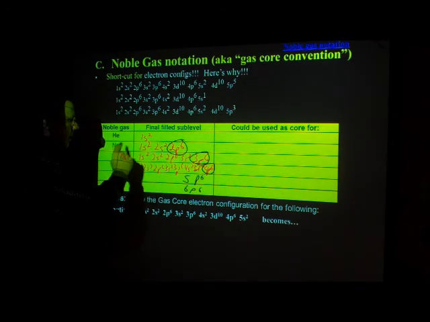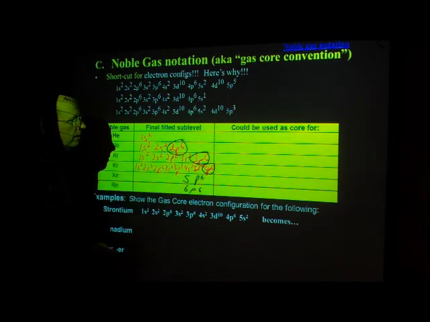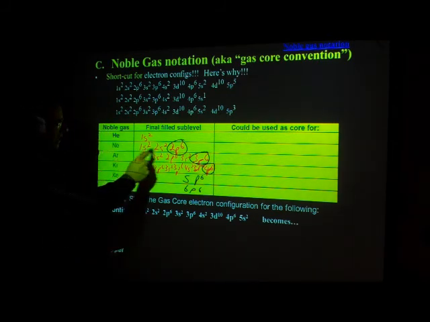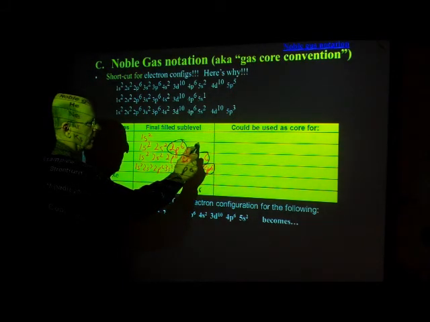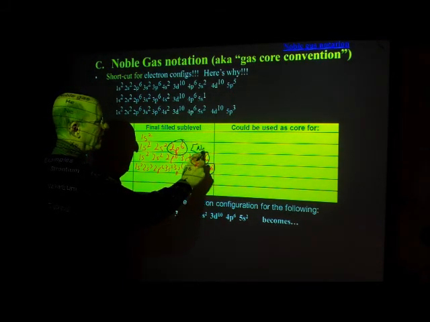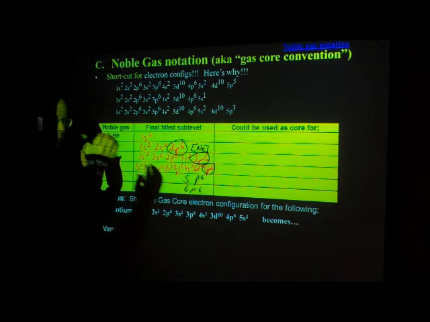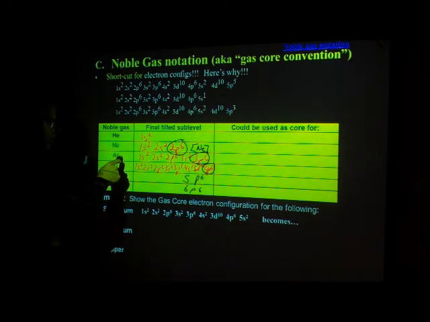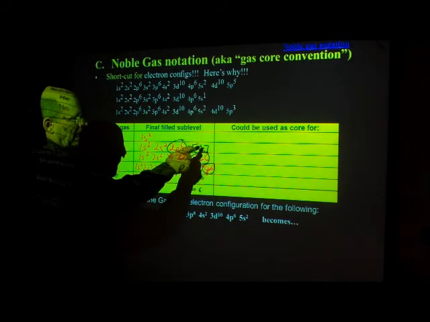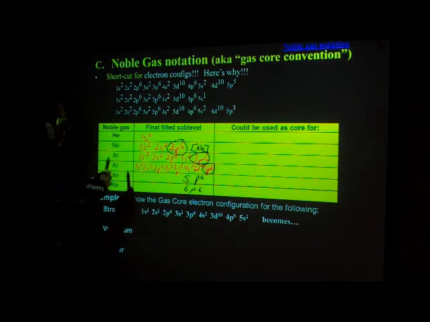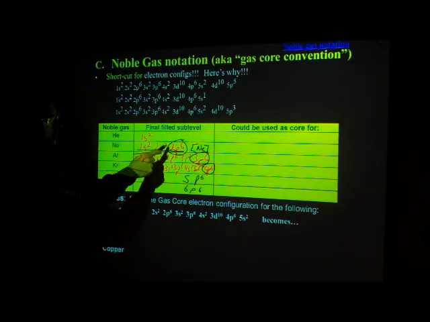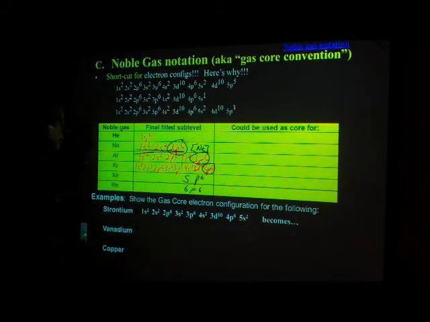Neon ends in a 2p6. Argon ends in a 3p6. So instead of writing out neon like this, we're just going to write down Ne with brackets around it. From now on, any element that's bigger than neon but smaller than argon, we're just going to write down Ne in brackets. And you and I are both going to remember that it really means 1s2, 2s2, 2p6 is already done for us.